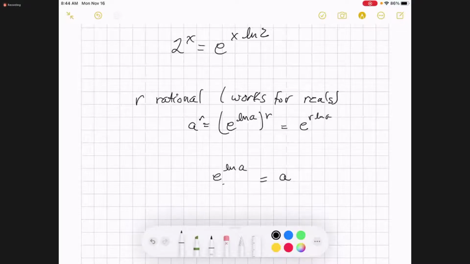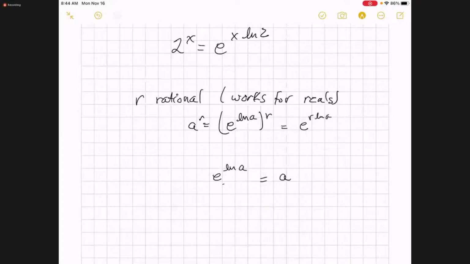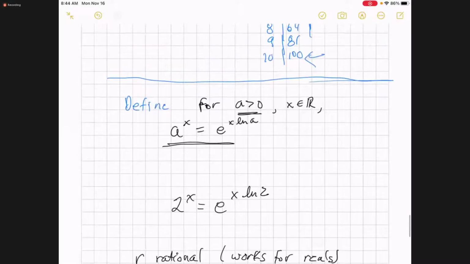I can just multiply those two exponents together. Okay, so that's why we're making that definition.